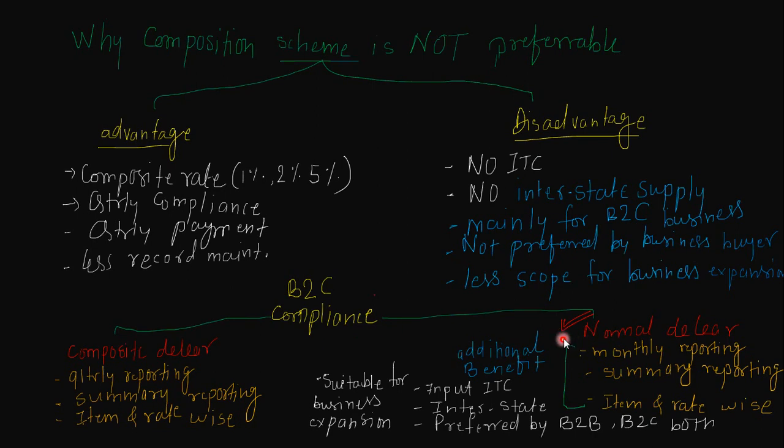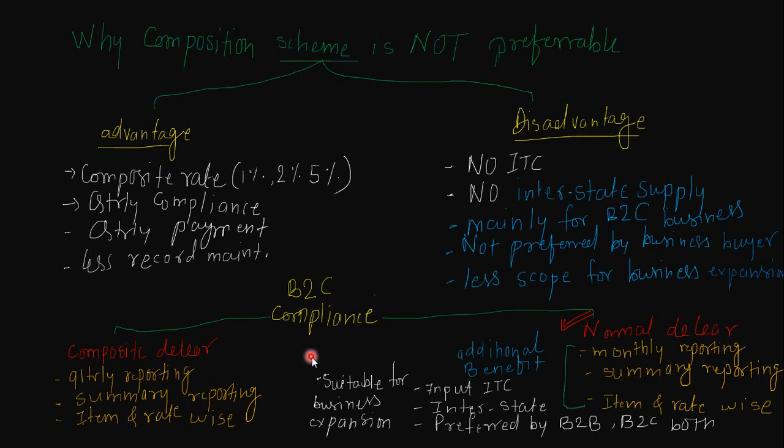Then if you go to the normal dealer, the additional benefit you get is the input ITC. You can even make interstate supply, and you will be more preferred by B2B and even B2C buyers, because you will get the ITC of input, so you can pass it on to your customers. So your prices in some cases may be lower than the composite dealer's. It is also suitable for business expansion. If you have a long-term business goal and objective, then it is not advisable to go with the composite scheme, because you will limit yourself within a specific territory.